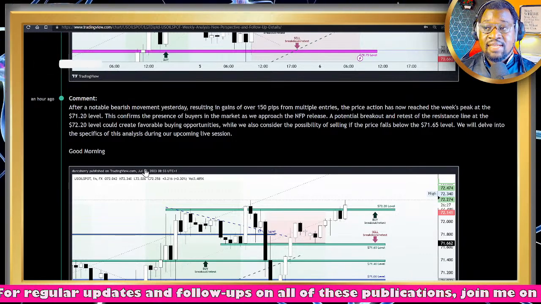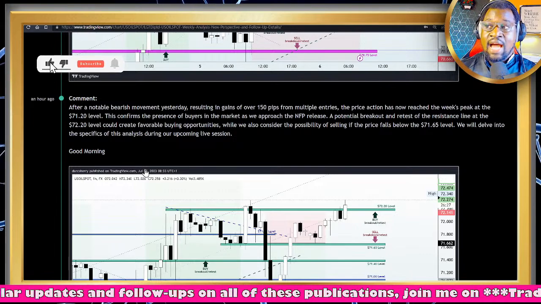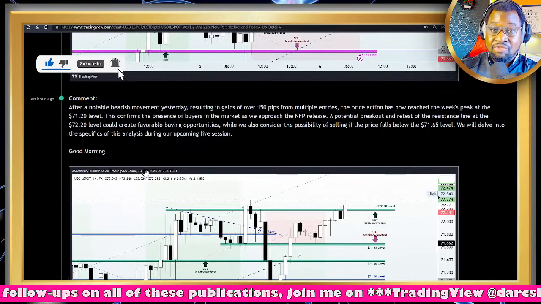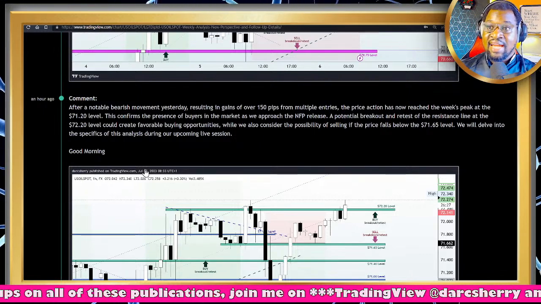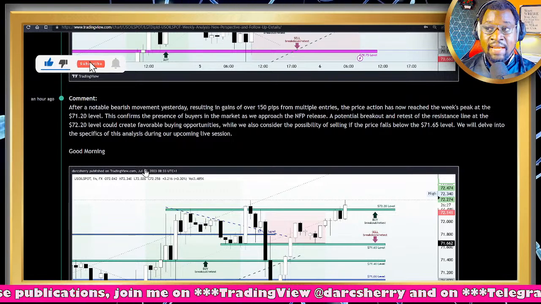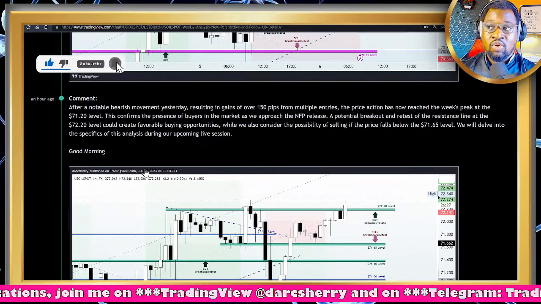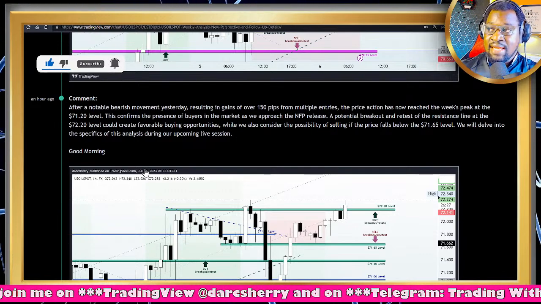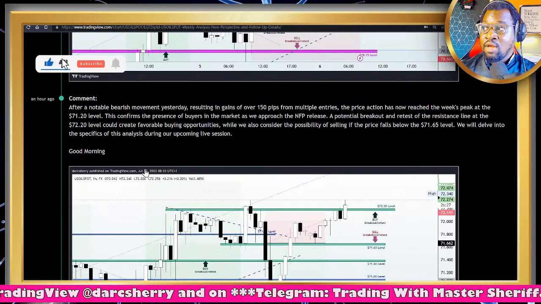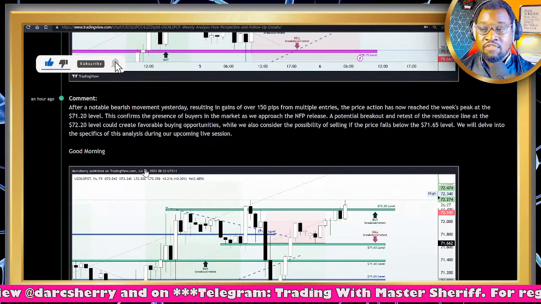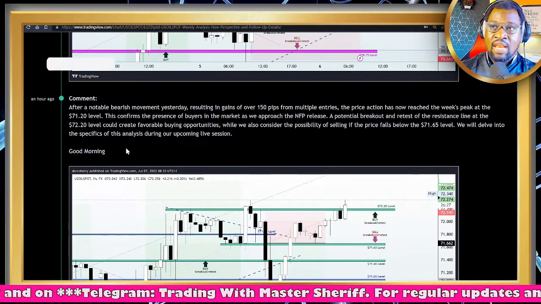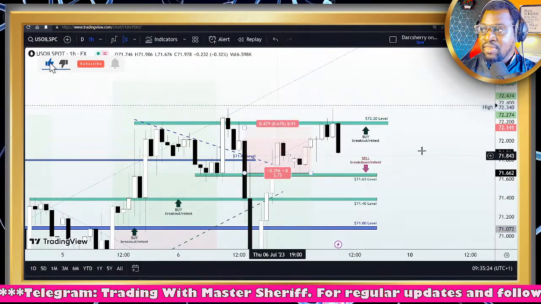This confirms the presence of buyers in the market as we approach the NFP release. A potential breakout and retest of the resistance line at the $72.20 level could create favorable buy opportunities, while we also consider the possibilities of selling if the price falls below the $71.65 level. We will delve into the specifics of this analysis during our upcoming live session. So now let's go back into the live chat and see what I was talking about there.